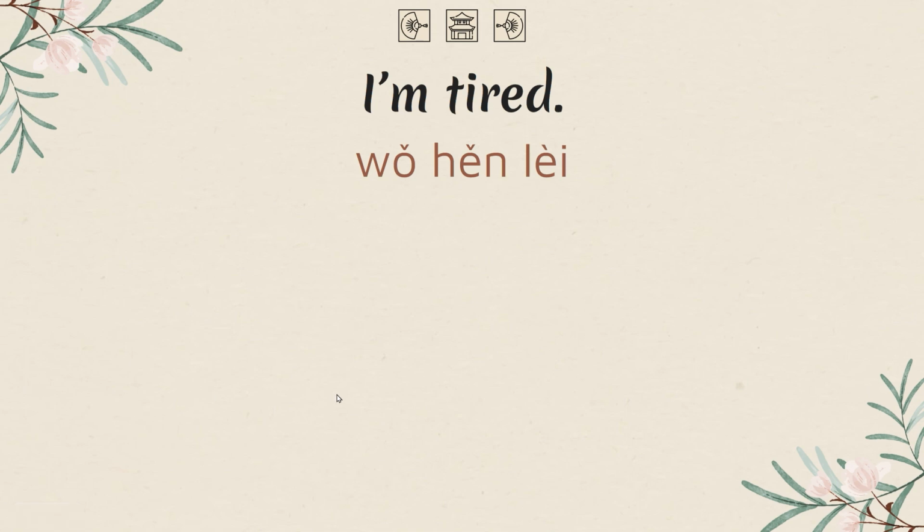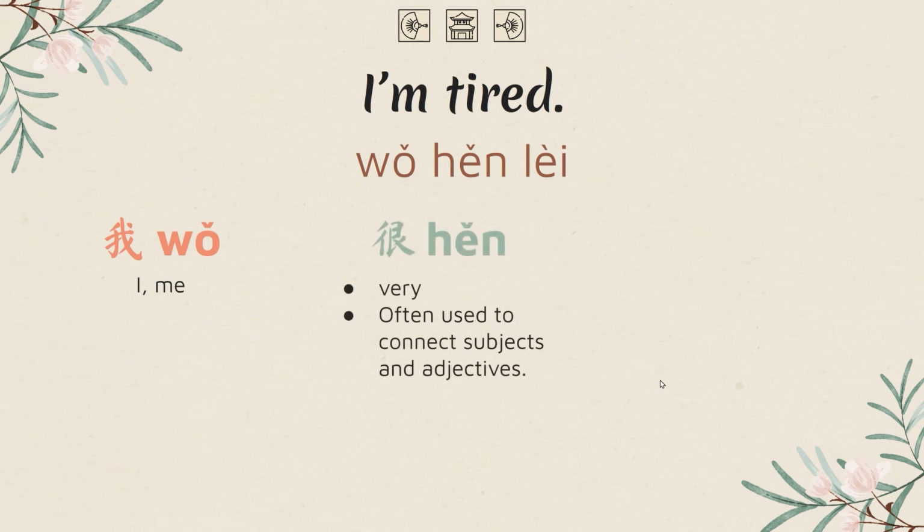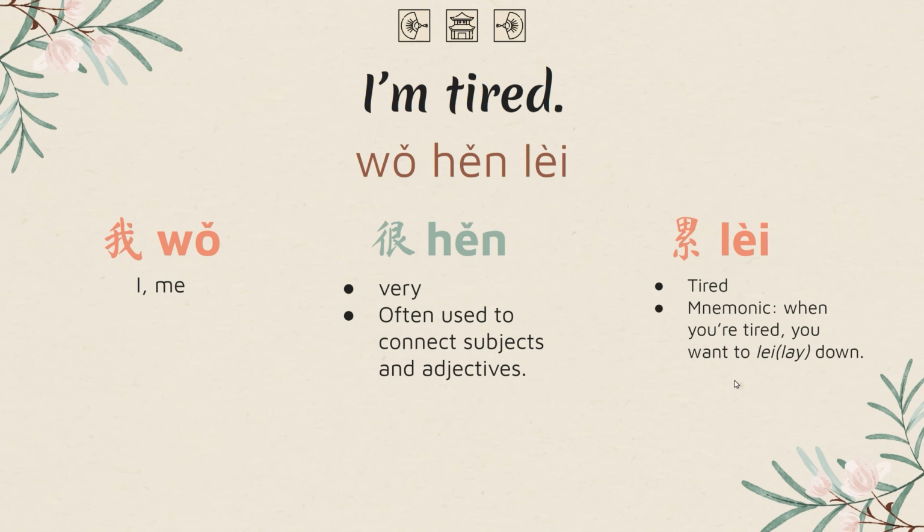Let's move on. What if you're tired that day? Then you can say 我很累. 我很累. Again, we've seen 我 and 很 already. 累 means tired. Here's a handy mnemonic for you. When you are tired, you want to lay down. Get it? So 累 means tired. Say it one more time. 我很累. I'm tired.